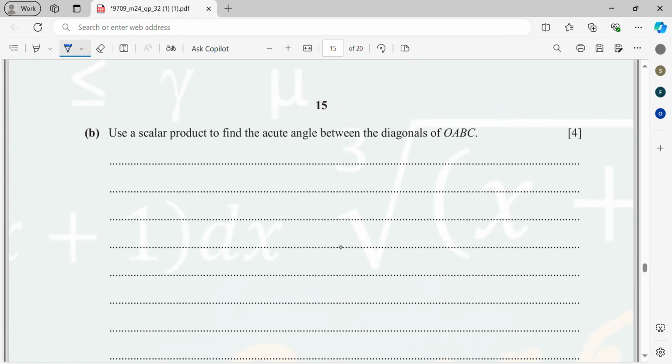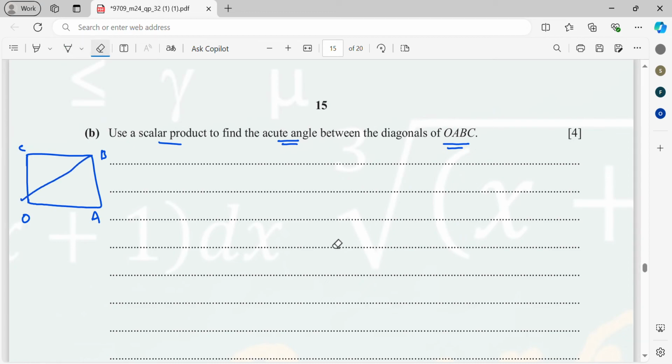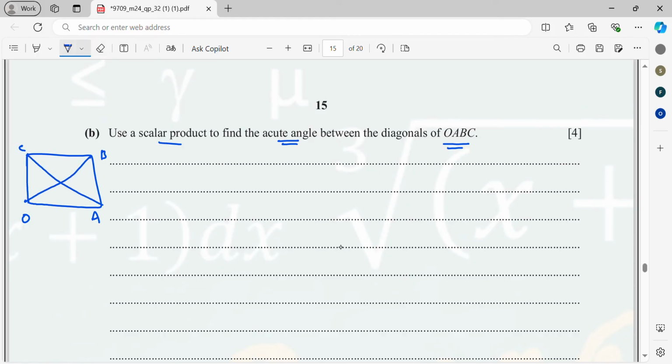Okay, now part B. Use the scalar product to find the acute angle between the diagonals of OABC. So use back the rectangle OABC. Now the diagonals. And this is the acute angle, or maybe here. So from here, I will say that this is the angle, or probably this is the angle. Since this is a diagram, we can just simply label first.